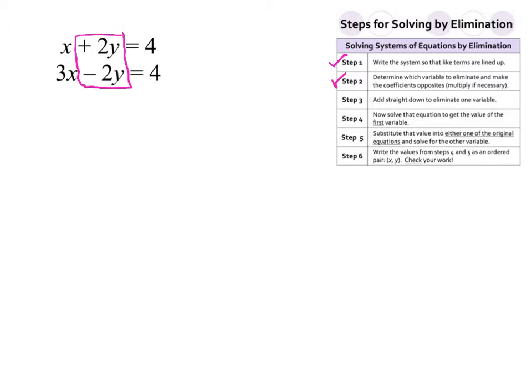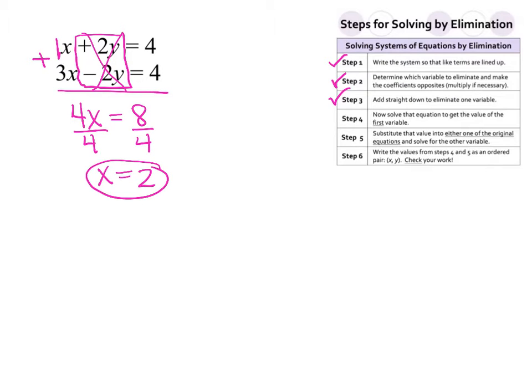I already have opposites. Step 3, I'm going to add straight down. Things that are opposite should cancel out. 1x plus 3x gives me 4x. 4 plus 4 gives me 8. We eliminated the y's. Step 4, solve that equation to find the first variable, which in our case is x. So I'm going to solve that by dividing both sides by 4. And then I get that x is 2.